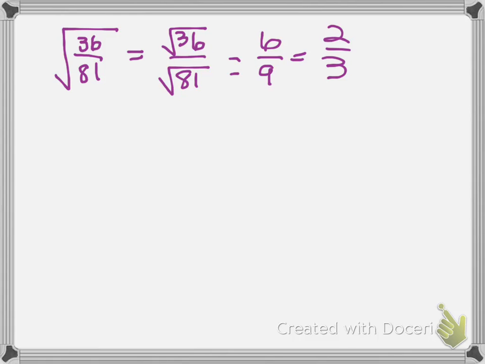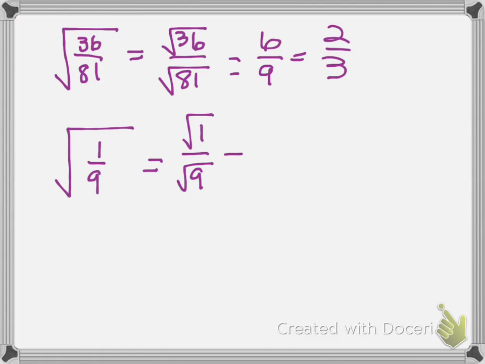Here's another one. Similar to that, the square root of 1/9. The square root of 1/9 is going to be the square root of 1 over the square root of 9. What's the square root of 1? 1. And what's the square root of 9? 3. So 1/3 is the square root of 1/9. Okay? Any questions on that?